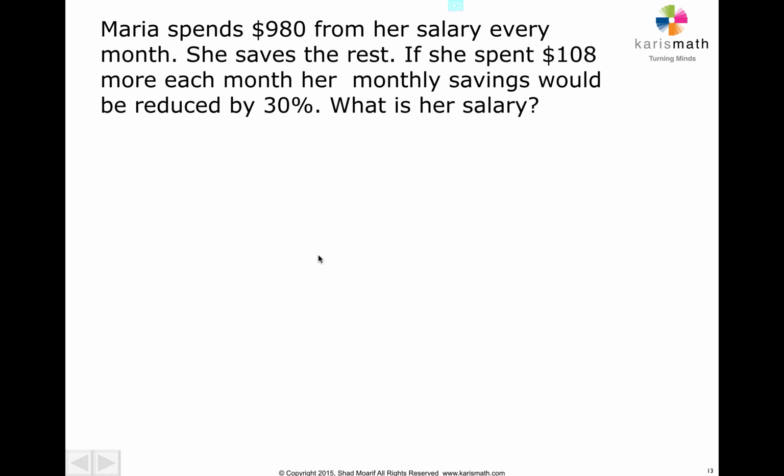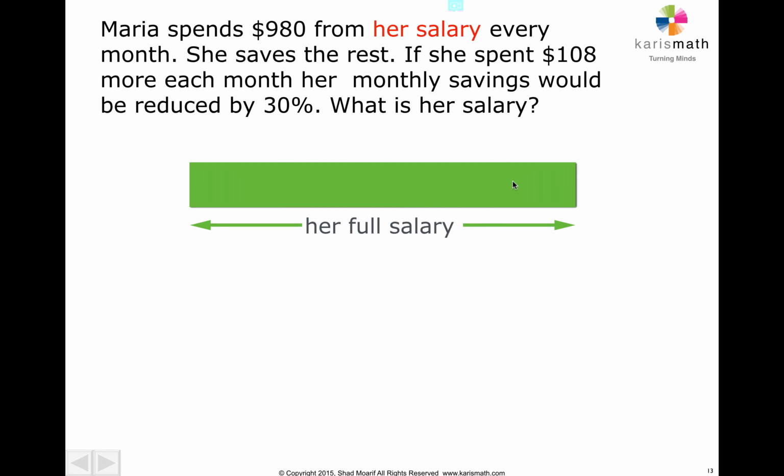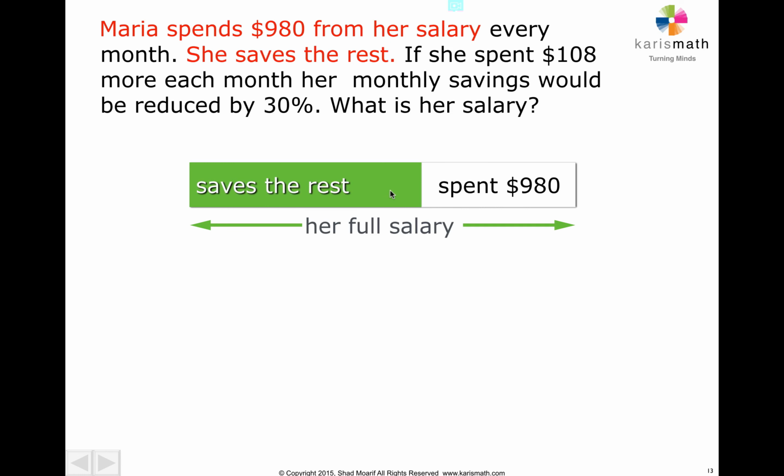Okay, now let's look at this problem. Maria spends $980 from her salary every month. So that's her salary, this entire green slab here. And she spends $980 from her salary. So imagine that's the amount she spent. That's the amount that's gone. Now, she saves the rest. So this is her saving. All this has been saved.